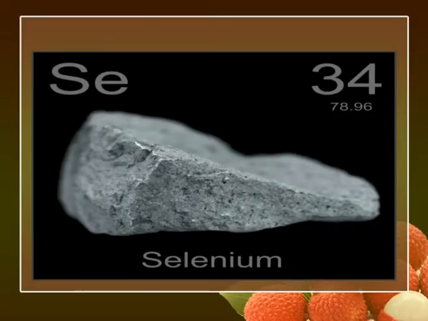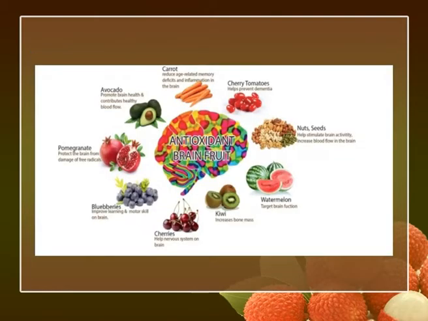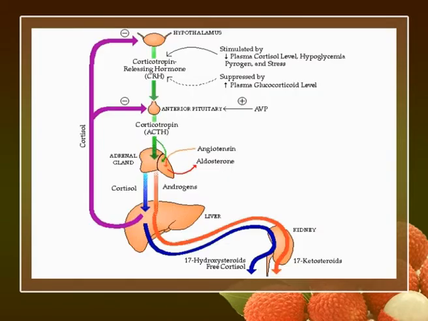Next is selenium. It is an essential trace element that functions as a component of enzymes involved in antioxidant production and thyroid hormone metabolism. It functions as a cofactor for reduction of antioxidant enzymes such as glutathione peroxidases and certain forms of thioredoxin reductases found in animals. Fruits rich in selenium are gooseberry, guava, papaya, jackfruit, lychee, mangoes and so on.